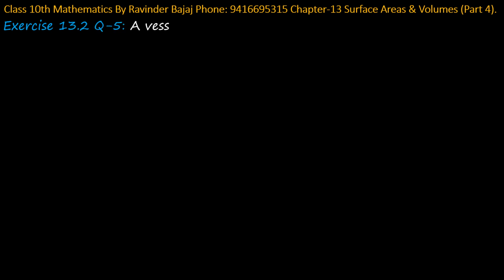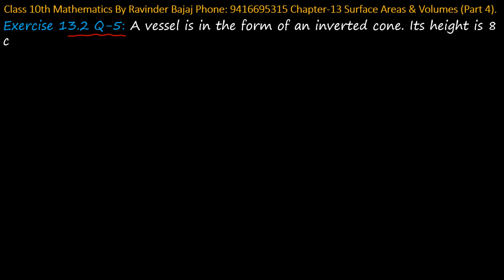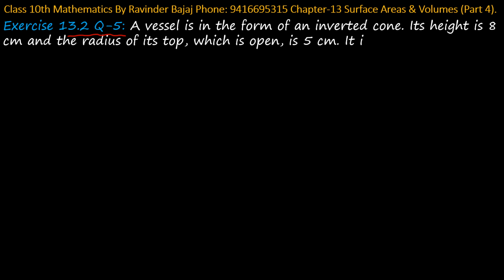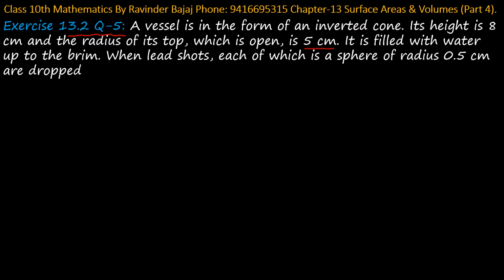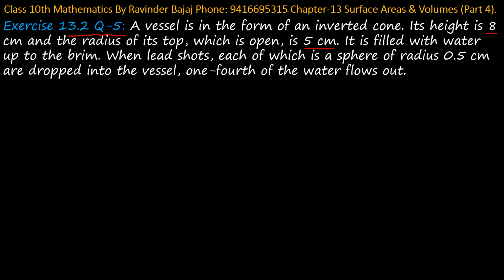This is exercise 13.2, question number 5. A vessel is in the form of an inverted cone. Its height is 8 cm and radius of its top, which is open, is 5 cm. So radius is given and height is given. It is filled with water up to the brim, पूरा भरा हुआ पानी से.